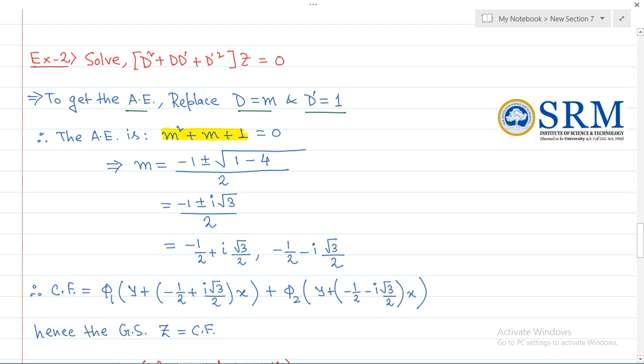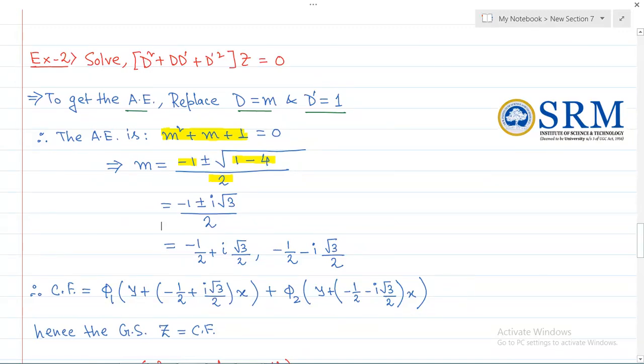By the Sridhar Acharya formula we can find the roots of such an equation, that is, minus b plus minus root over b² minus 4ac by 2a. So it is minus 1 plus minus root over 1 minus 4, by 2. So the roots are minus 1 plus minus i root 3 by 2. Definitely there are two different roots. One is minus 1 by 2 plus i root 3 by 2, another one is minus 1 by 2 minus i root 3 by 2. So these are the two values of m1 and m2.